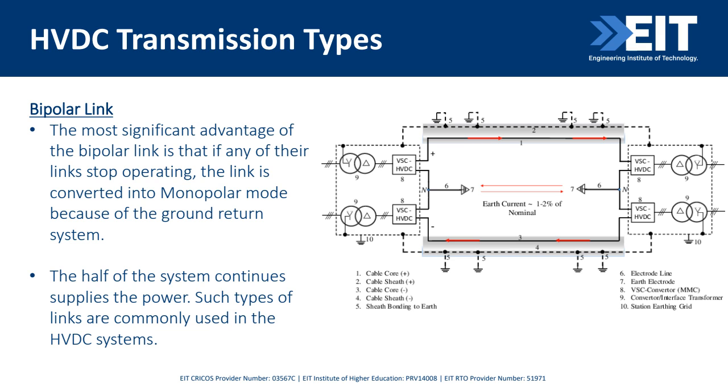The most significant advantage of this bipolar link is that if any of the poles stops operating, the link is converted into a monopole. That's another major advantage, like a redundancy. Even if one pole is broken, we still have another pole which can work, because in that case it will use the earth or the ground as the return path. So half of the system continues to supply the power. This type of link is commonly used these days in HVDC systems.